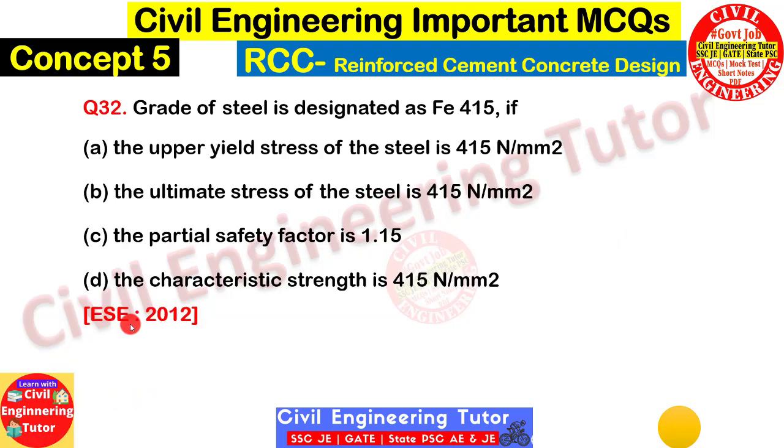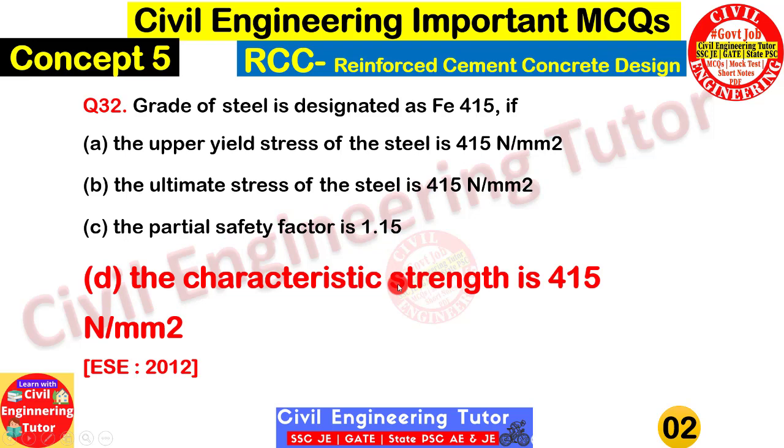Moving towards question number 32. Grade of steel is designated as Fe415 if there are options given here. The upper yield stress is 415, ultimate stress is 415, partial safety factor is 1.15. So this is an unnecessary option, you can eliminate it easily, and the characteristic strength is 415. So always remember that whether it is concrete or steel, it is always designated by characteristic strength. So here for Fe415, the answer will be D. Characteristic strength is 415. So this is the correct answer.